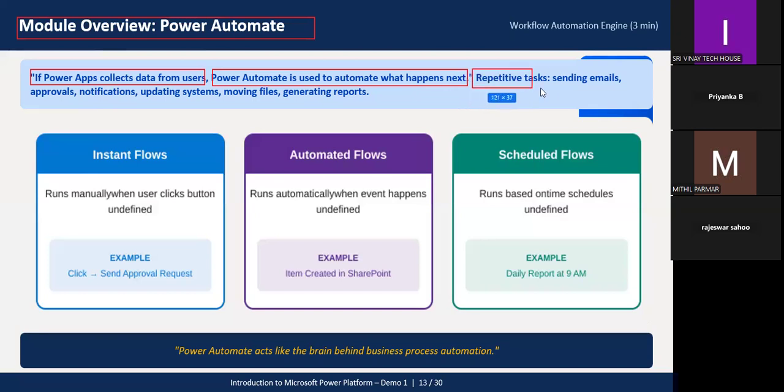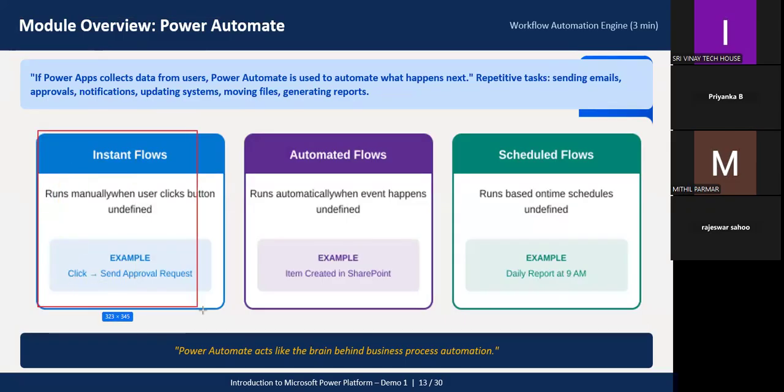And also, if you want to handle repetitive tasks like sending emails, approvals, notifications, updating a backend database, moving files from one location to another location, generating reports, everything can be done by Power Automate. This is the beauty of Power Automate. So we can create instant flows.